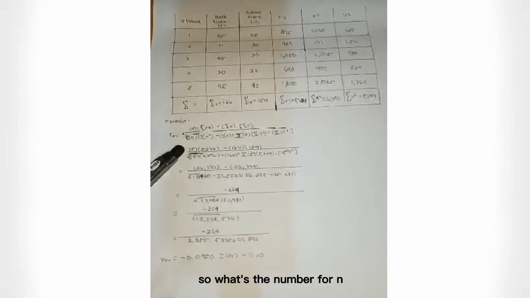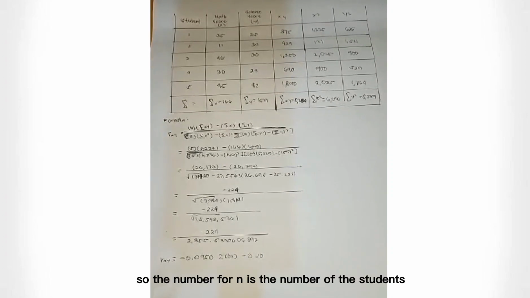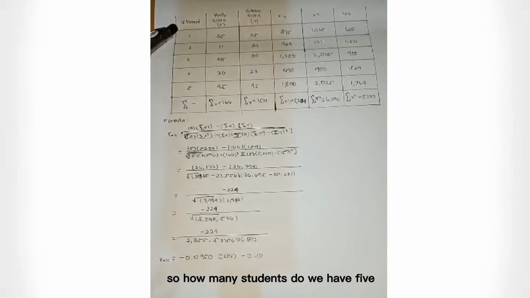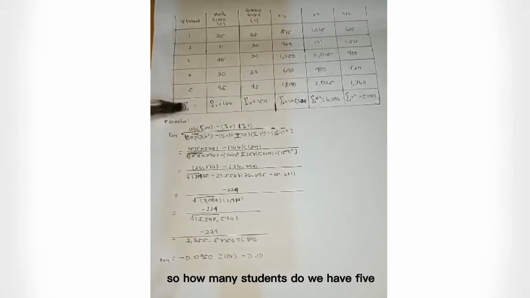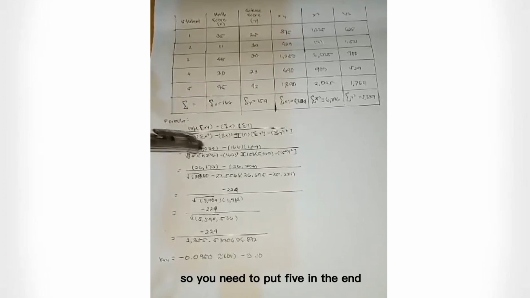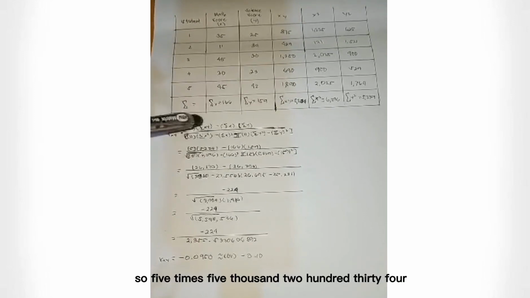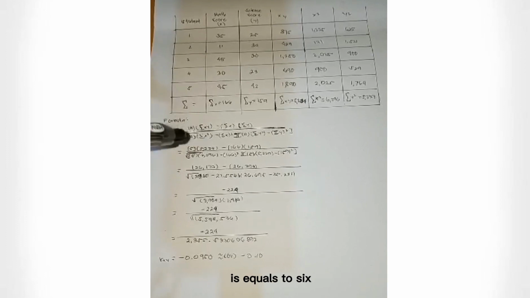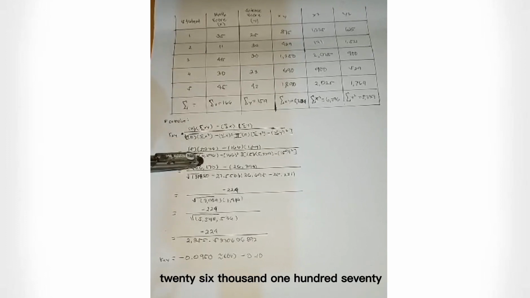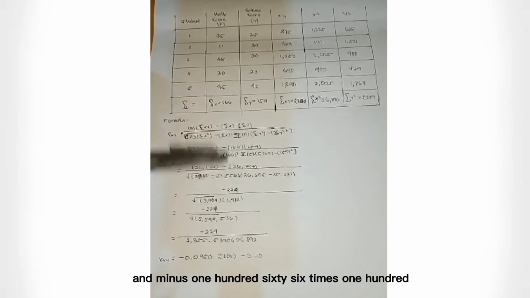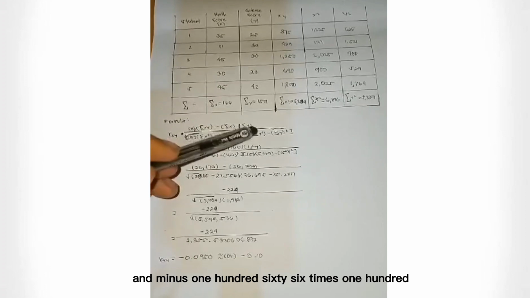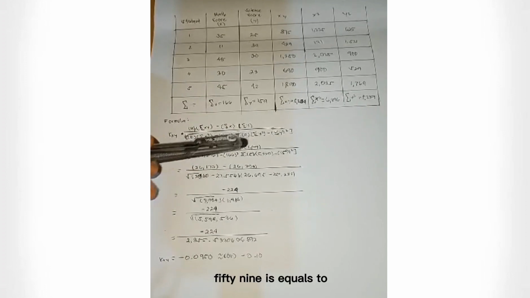So, what's the number for n? The number for n is the number of students. How many students do we have? 5. So, you need to put 5 in the n. So 5 times 5,234 is equal to 26,170. And minus 166 times 159 is equal to 26,394.